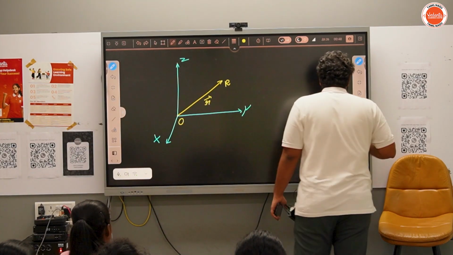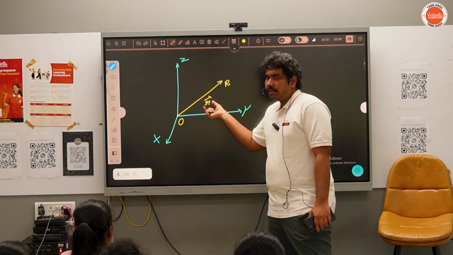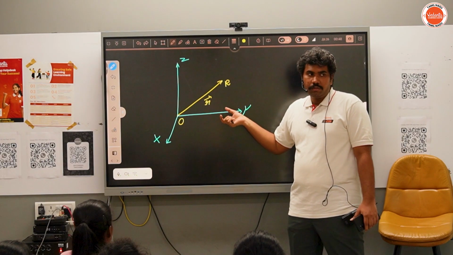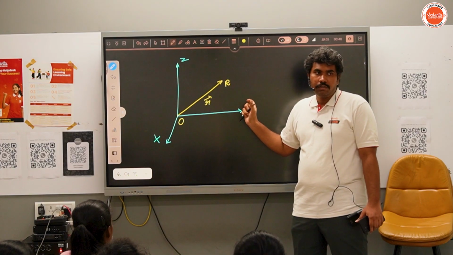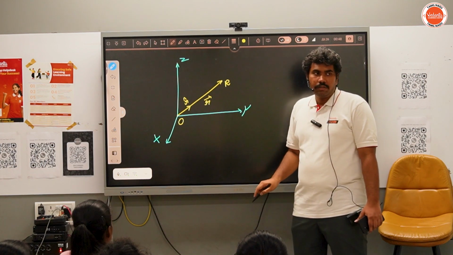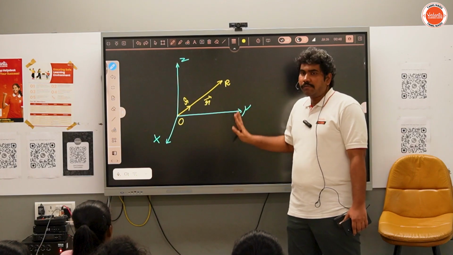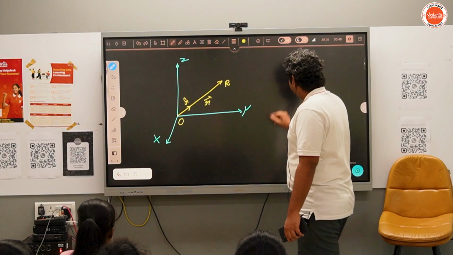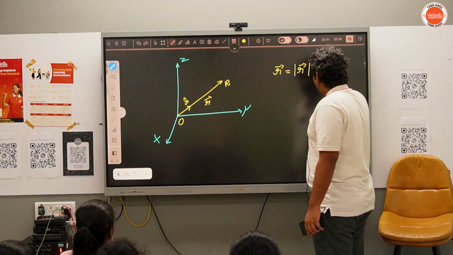Now this R vector is having a direction, it is having a magnitude also. If I am going to take a magnitude of 1, then that is called as R cap without changing the direction. Okay, so basically how many R caps do we need to get R vector? That is the magnitude of the vector. So R vector is going to be equal to modulus of R vector dot R cap.